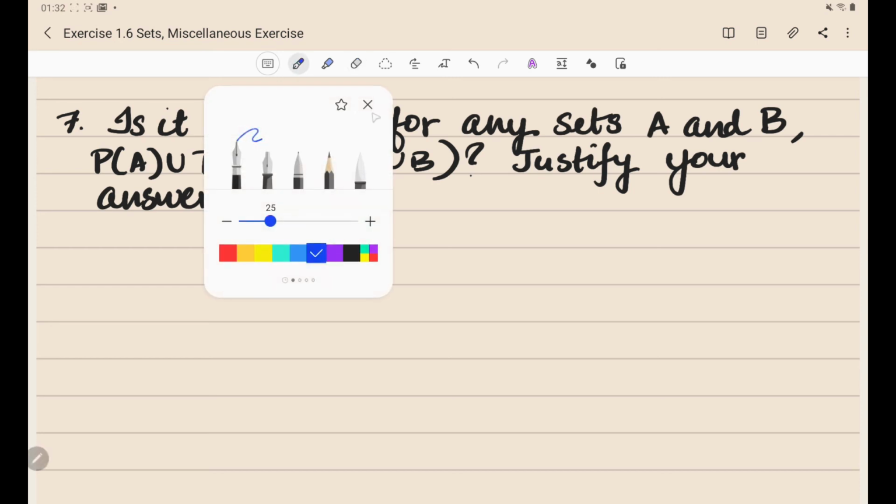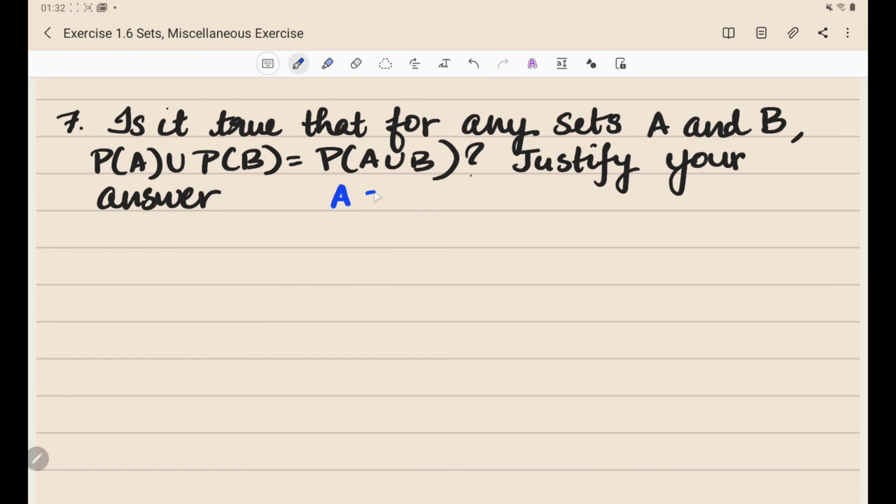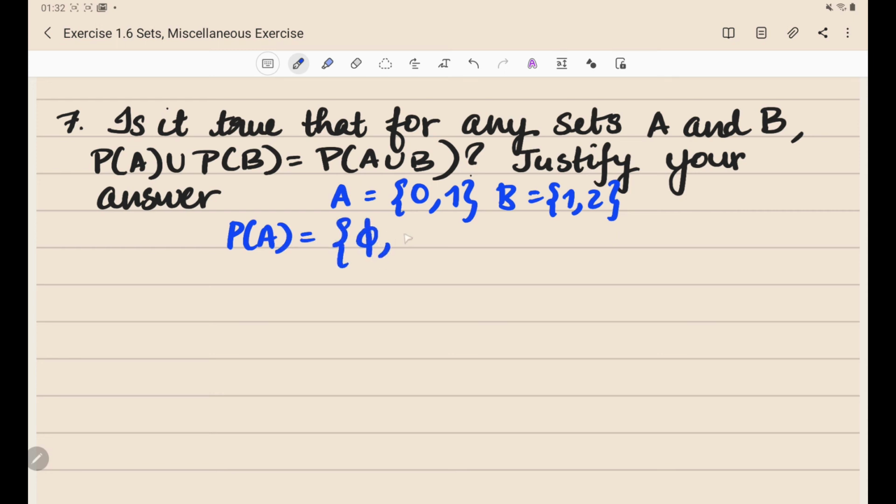Take two sets A and B. Let A equal {0, 1} and B equal {1, 2}. What is then P of A? P of A is all the possible subsets of the set A, that is: the empty set, {0}, {1}, and again {0, 1}.